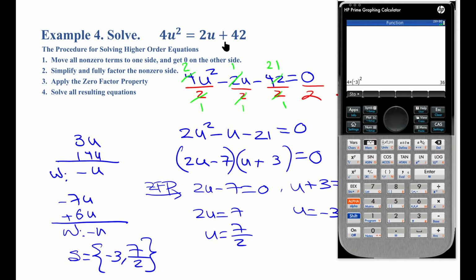Let's see what we get when we substitute negative 3 on this side. So we have 2 times negative 3, and then we're going to remember to exit out of there, and then add 42. And notice, we get the same thing when we plug in negative 3.